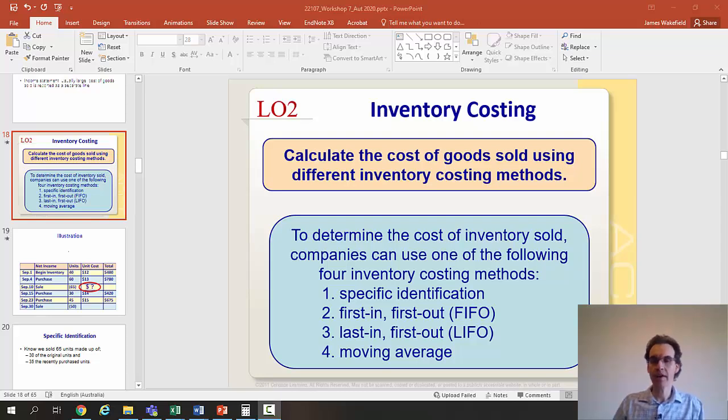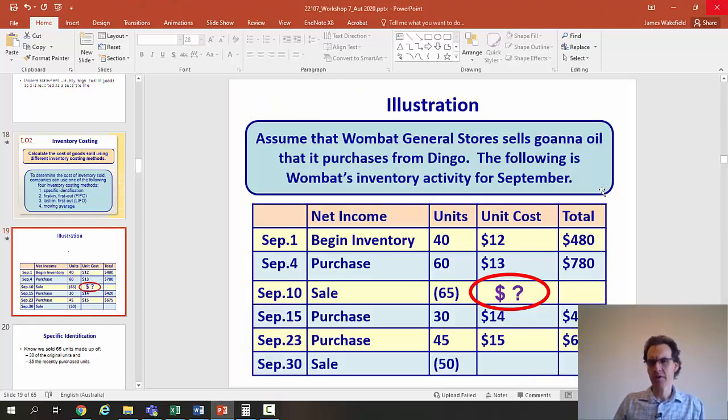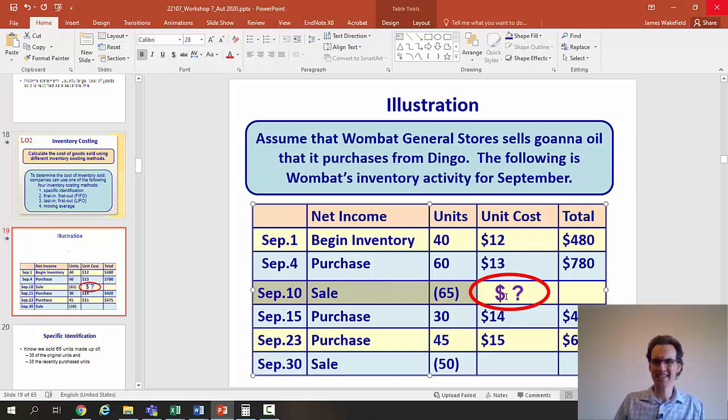So let's start off and look at the first one we have in our list here, which is the specific identification method in order to determine what the cost of inventory is. We're going to look at this example, which lines up inventory acquisition as well as inventory sales, showing us when we're selling particular items of inventory. The question we're asking here is, how much does this sale on September 10 cost us? So we sold 65 units.